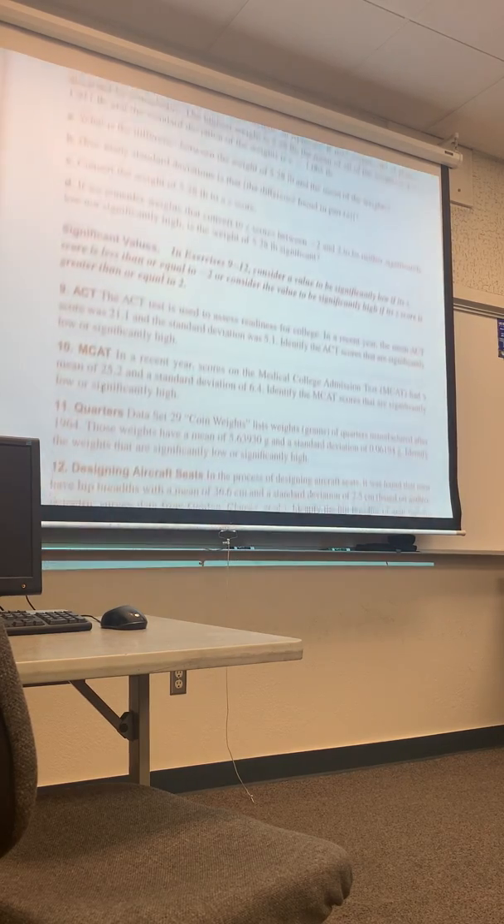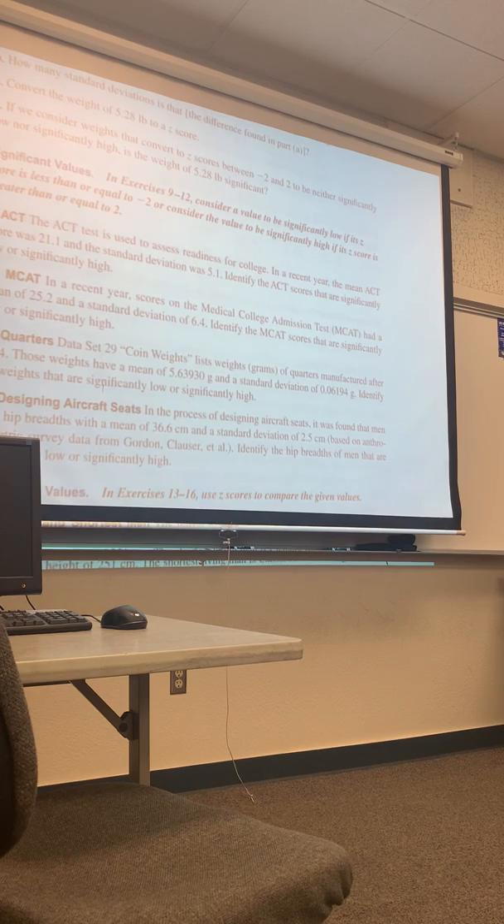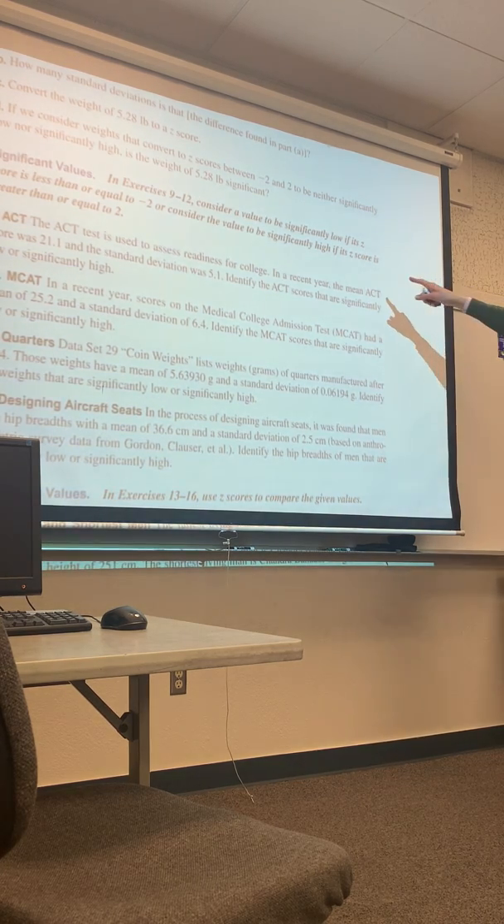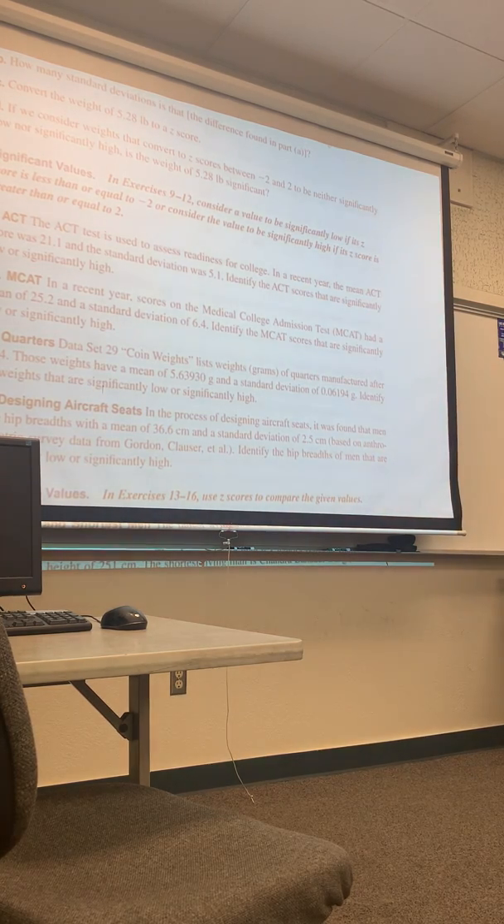Okay, how about number 10? 10's a good one, I think. MCAT scores, for 3.3, number 10. In recent years, scores on the Medical College Admission Test had a mean of 25.2 and a standard deviation of 6.4. Identify the MCAT scores that are significantly low or significantly high. If you have a z-score either below -2 or above 2, that's considered significant. So find the values that are beyond 2 z-scores or below -2 z-scores.